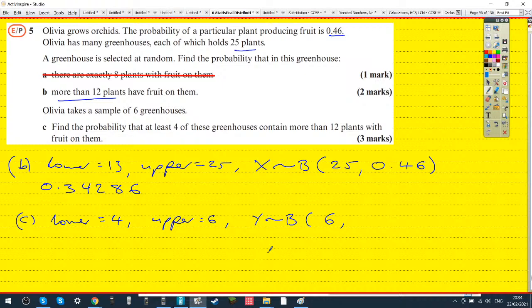We want the probability that they contain more than 12 plants. 4 out of 6 contain more than 12 plants. 4 over 6? It is 0.34286. Because that is the probability that they have more than 12 plants. And so to get the probability that 4 or more have more than 12 plants on them, you have to sub it into that one.